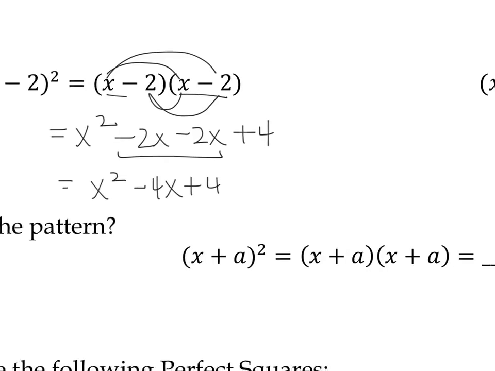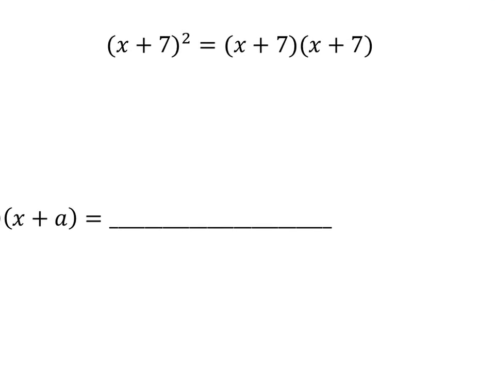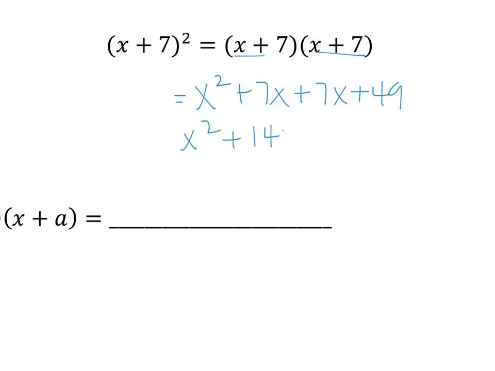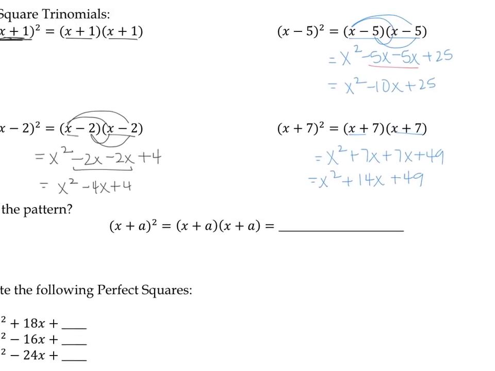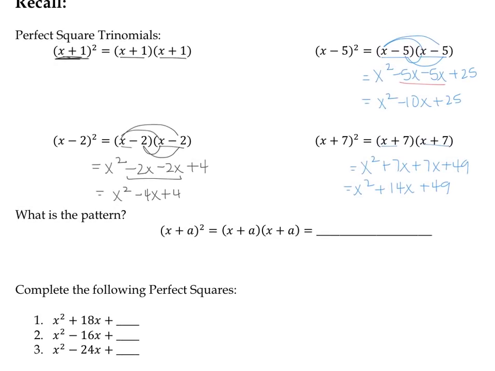One more example here so that we can figure out what this pattern is. We've got x plus 7 times x plus 7. That makes it x squared plus 7x plus 7x plus 49. So x squared plus 14x when we combine those terms, plus 49. I'm going to give you a second to start looking at that pattern. What is the pattern that we're noticing from those perfect square trinomials?